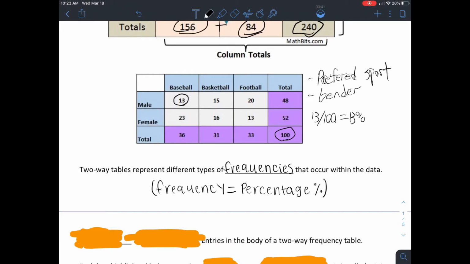We could also use the subtotals, right? So we know that 13 men preferred baseball out of 36 total people that preferred baseball. So we could say that out of the 36 people that prefer baseball, 13 of them were men. So 13 divided by 36 gives us a percentage of 36%. So 36% of the people that liked baseball were men.